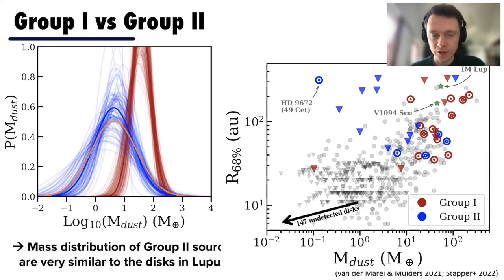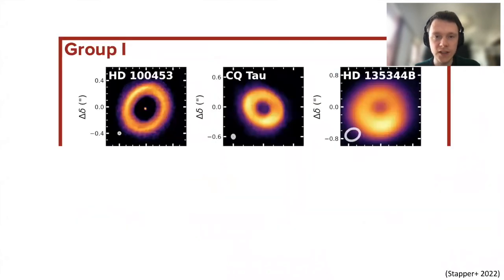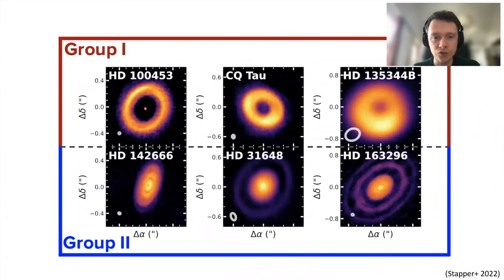If you look at the figure on the right again, you can also notice that there are a few disks in group 1 and group 2 sources which are very similar in both size and mass. As a simple exercise, we can compare 3 pairs of these group 1 and group 2 sources. Here you can see 3 group 1 sources, and they all have a large ring with almost no mass close to the star. While for the group 2 sources, more mass is concentrated towards the star. I'll come back to this later.